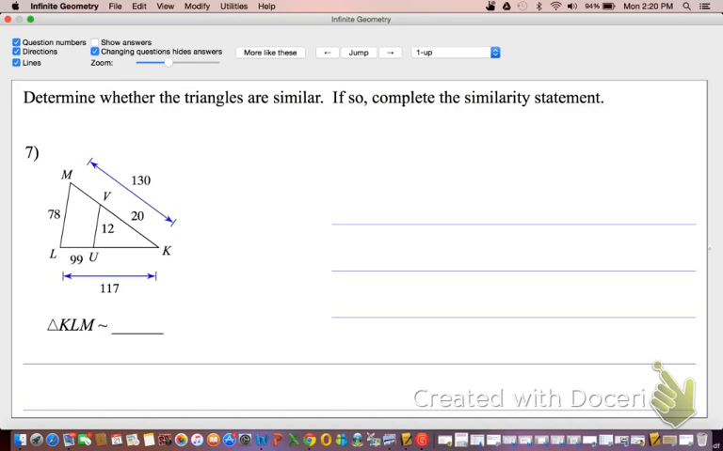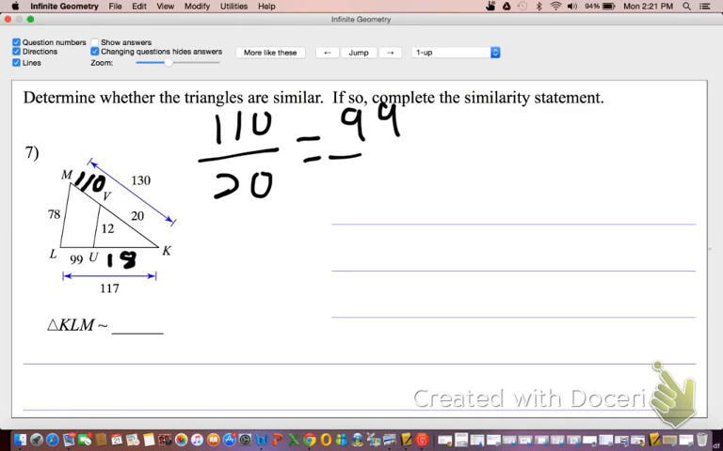Okay, now we have to be careful here. We're gonna have to do some logic here in math. Now, if this is 99 and this is 117, this has to be 18. Okay, this has to be 18. And this is gonna have to be 110, right? So let's do our test. Is 110 divided by 20, is that equal to 99 over 18?